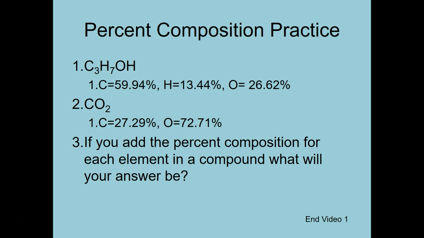Now, in the case where you only have two elements, number 3 helps you out. If you add the percent composition for each element of a compound together, what will the answer be? Well, the answer will always be 100. So in number 2, you could have technically taken 100 and subtracted 27.29 from it, because you already worked that out in the previous problem, to just get the 72.71. Now keep in mind that only works when you only have two elements, but it can save you some time.